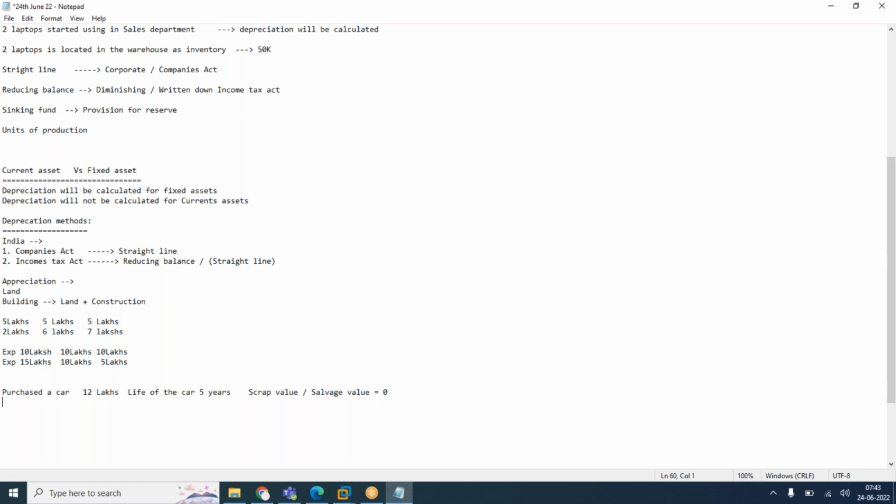Then for each year, straight line method, every year depreciation will be calculated. 12 lakhs divided by 5, that means 2.4 lakhs will be depreciated. Understood? Any questions in this one? Any confusion? Every year 2.4 lakhs will be depreciated. So after 5 years, 2.4, 2.4, 2.4 like that, it will become 0.